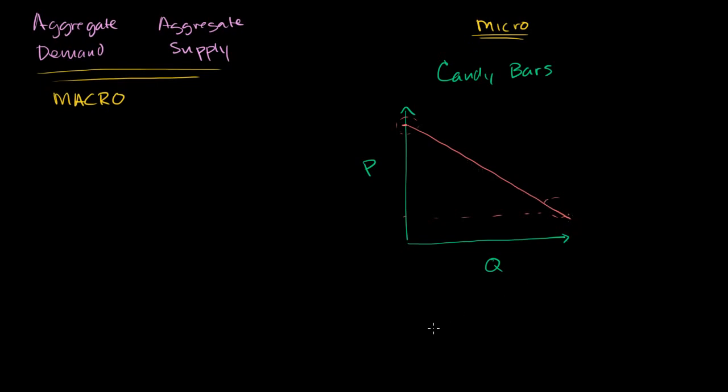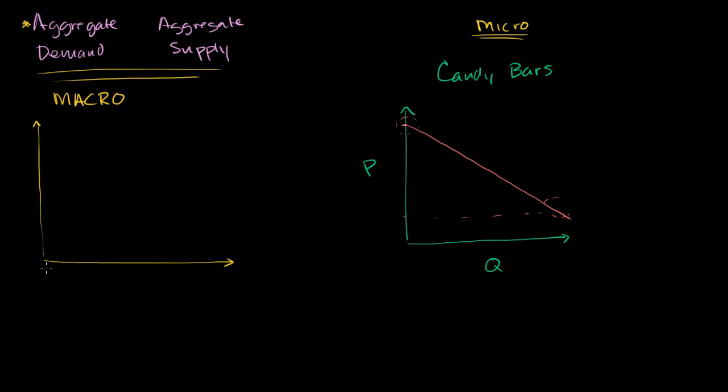Now, when we think about aggregate demand, it's going to look very similar, but the idea is a good bit different. So let's draw it in a different color to show that it's different. So now we're in the macro version, and we're talking about aggregate demand. And so the first thing to realize is that we're thinking about the economy as a whole. We're not just thinking about the market for just one good or service.